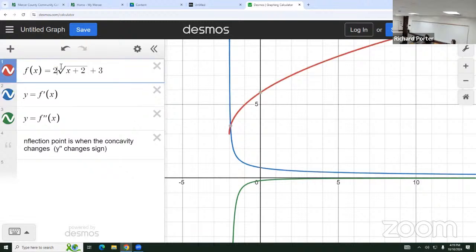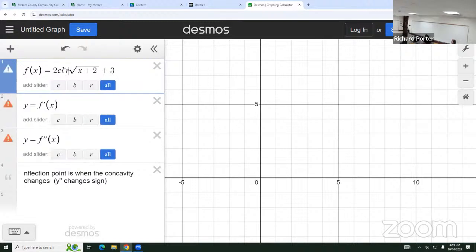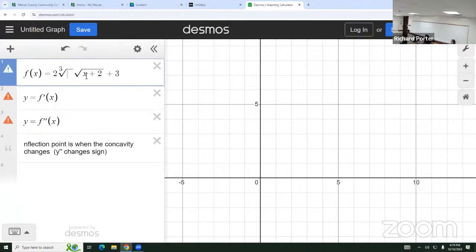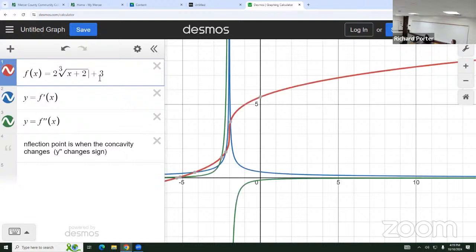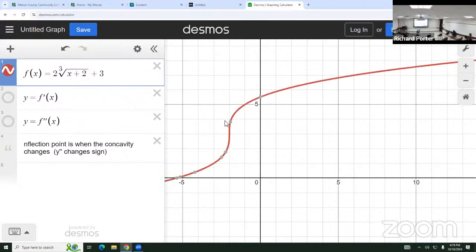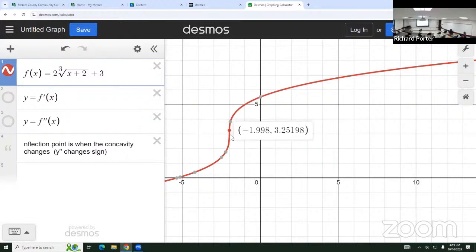Let me make this the cubed root. It'll be a little easier. You know why I like the cubed root a little better? Because the square root just ends. So the cubed root has this shape to it, but at -2 right there, the tangent line is vertical. And we know that a vertical tangent line is not defined.